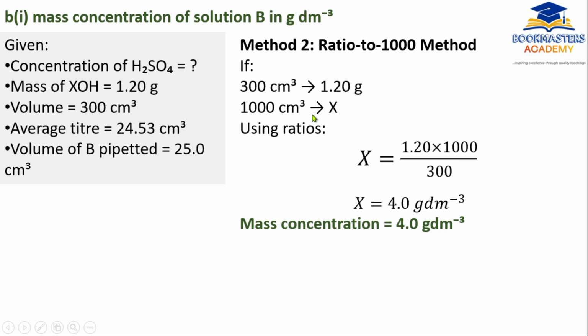What will 1000 contain? If you get what 1000 contains, then you've gotten the gram per dm³. You've gotten the mass concentration, because that is the gram in 1 dm³, in 1000 cm³. So that's how you use this method, and that's how you can calculate the mass concentration using any of the two methods. And I said I like to use this method. That's what you find me using most of the time.